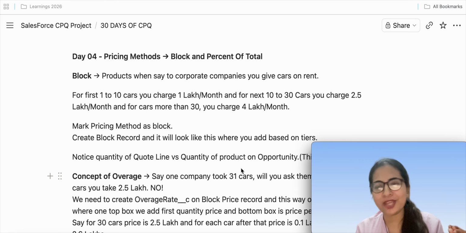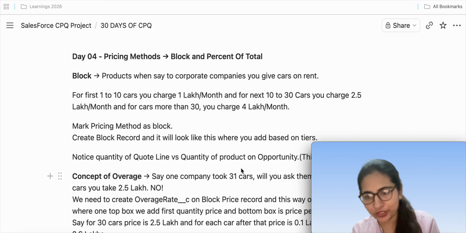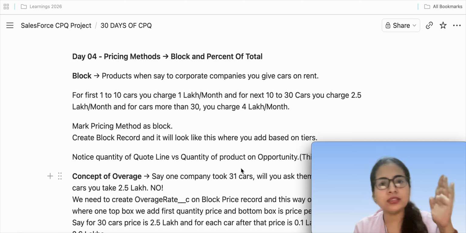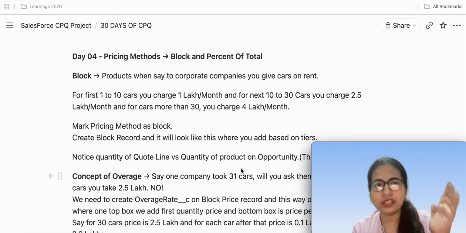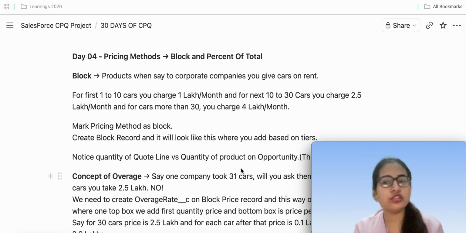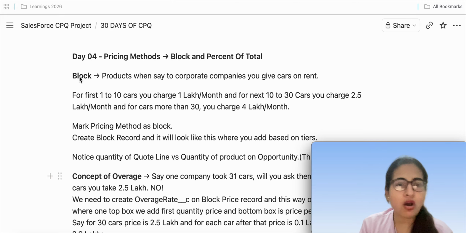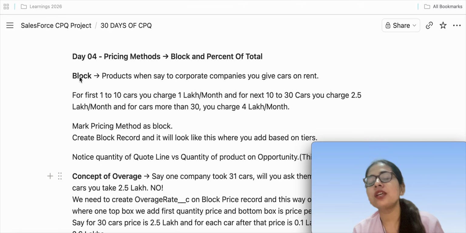In today's video, we are going to discuss the leftover two topics, which were the block and the percent of total under the pricing methods. So let's get started. Block is one of the pricing methods which can be used.